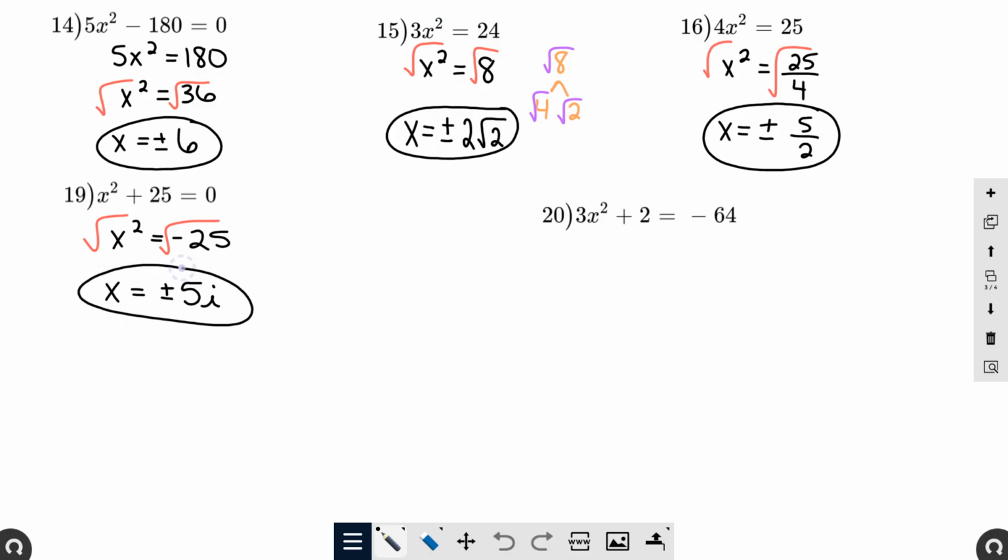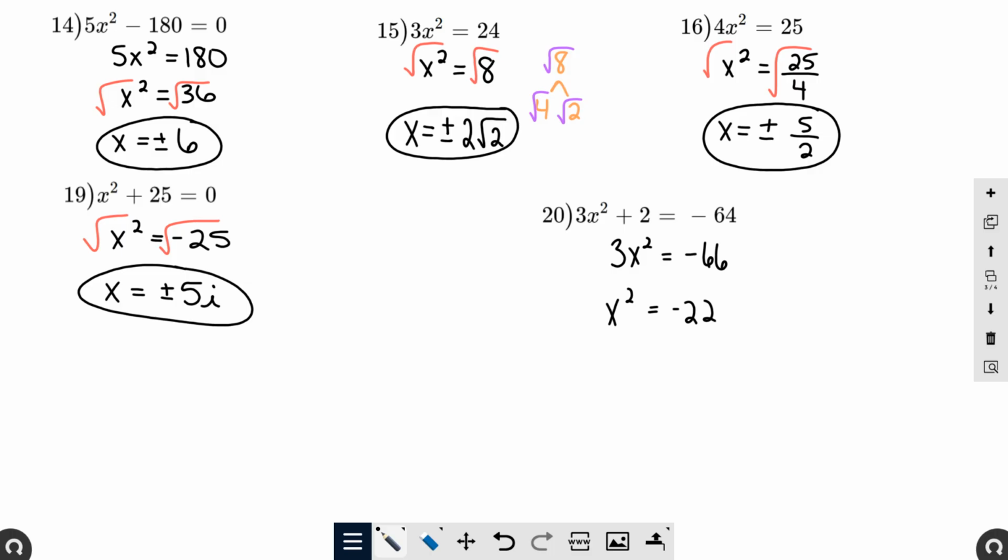All right, our last one we're going to do is this one. 3x squared plus 2 equals negative 64. Now think about getting x by itself. Imagine it doesn't say x squared. What if it just said x? We're just solving for x. What would you do to get x by itself? Good. So 3x squared would equal negative 66. Then you would divide by 3. So x squared would equal negative 22.